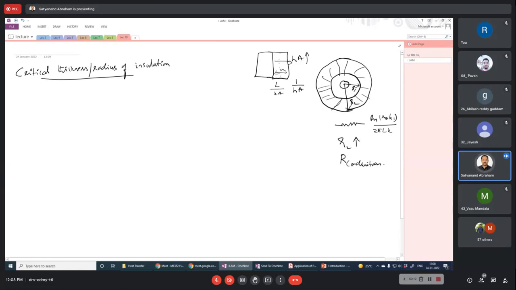You're going to increase the length. Is the convection resistance going to increase or decrease? No effect, sir. No effect over here, because A is going to be constant.